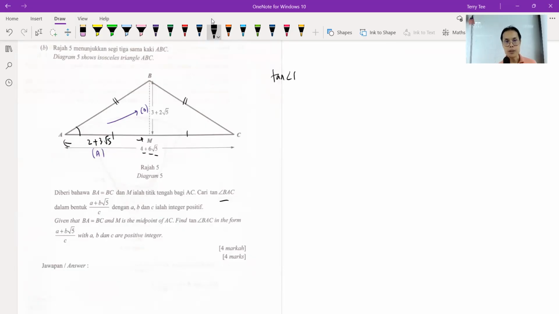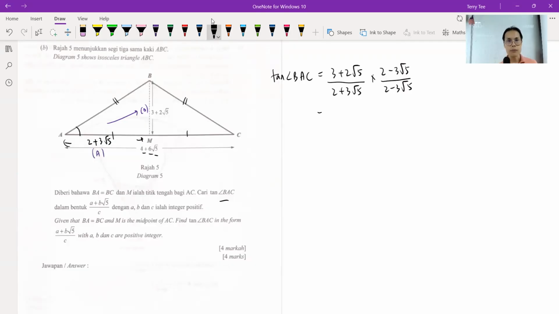So we say tangent BAM, BAC, they are actually the same. We take (3 plus 2 root 5) divided by (2 plus 3 root 5). So very simple, we just have to rationalize the denominator, by multiplying top and bottom with its conjugate. The conjugate of 2 plus 3 root 5 is 2 minus 3 root 5. Just multiply the opposite. If it's a plus, you multiply with a minus.